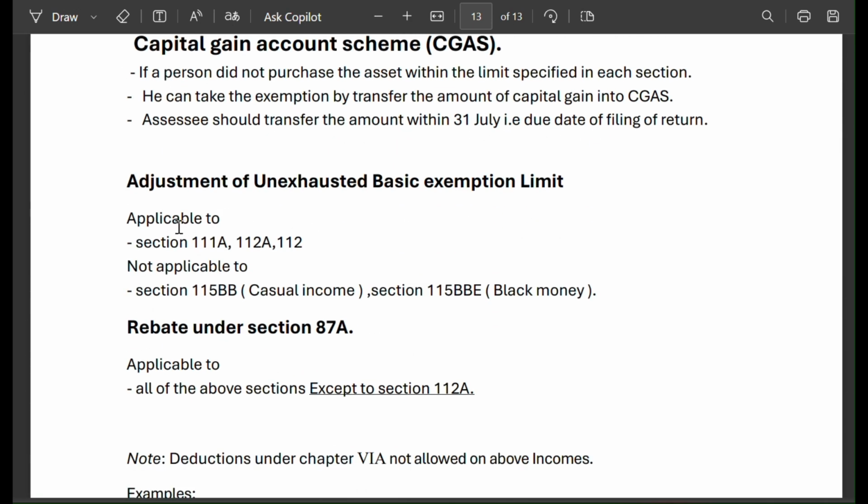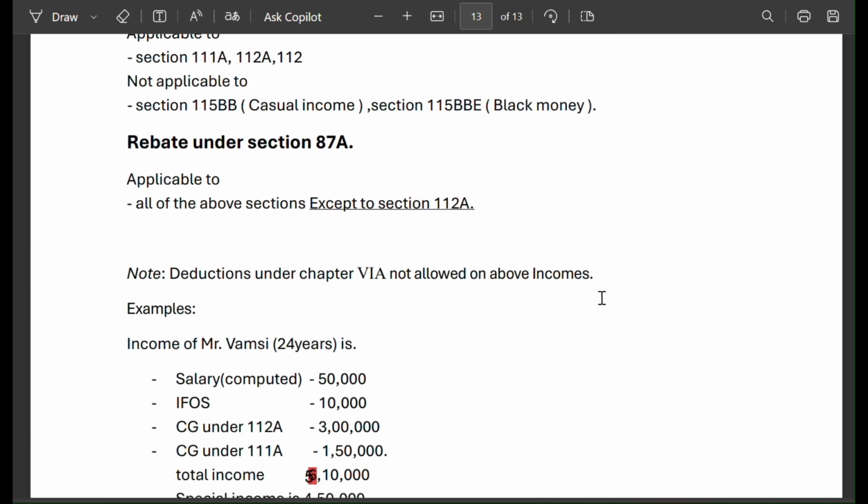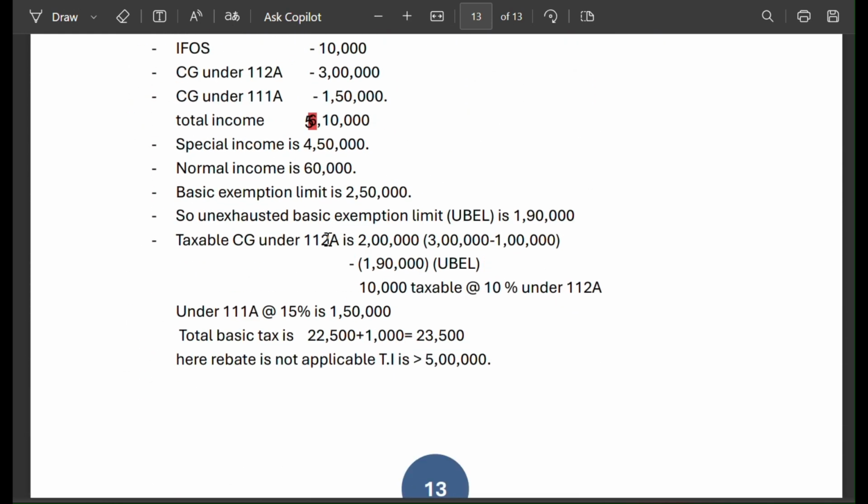So first you should understand what the unexhausted basic exemption limit is. This unexhausted basic exemption limit can be deducted from sections 111A, 112A and 112, but it cannot be deducted from section 115BB, that is casual income, income from horse races, bettings, gamblings. And section 115BBE, that is black money, for which you do not have any explanation. So you should understand from which income you can take the unexhausted basic exemption limit.